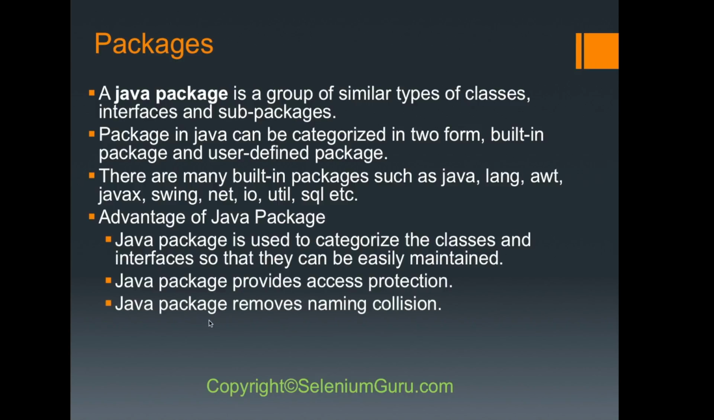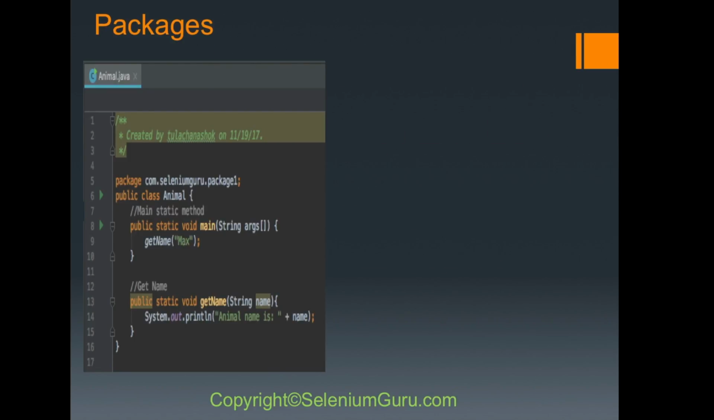The Java package also removes naming collision. That means, let's say I created a class Employee, and I want to create another one, Employee again. I cannot do that right now. With a Java package, it allows you to do that. So you can have Employee in package 1 and Employee again in package 2, and you can use either Employee class if you want. So it removes the naming collision as well.